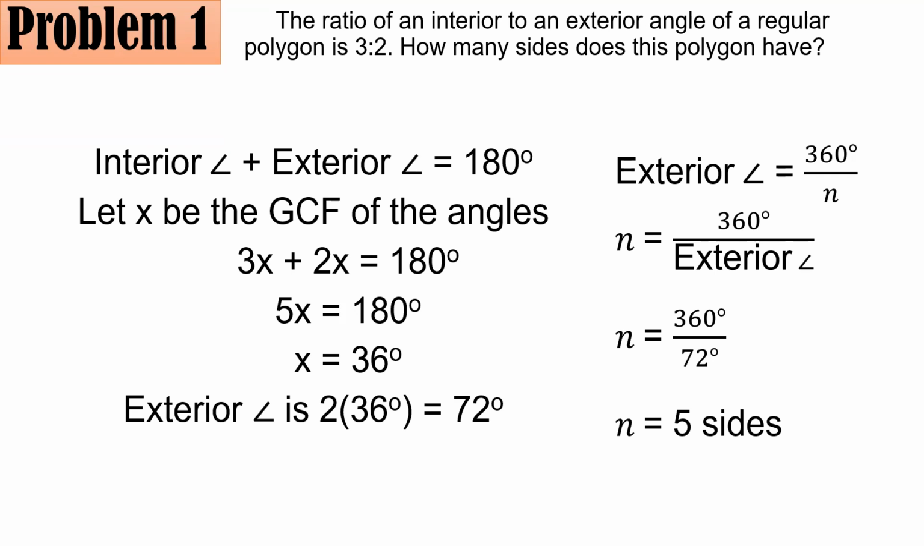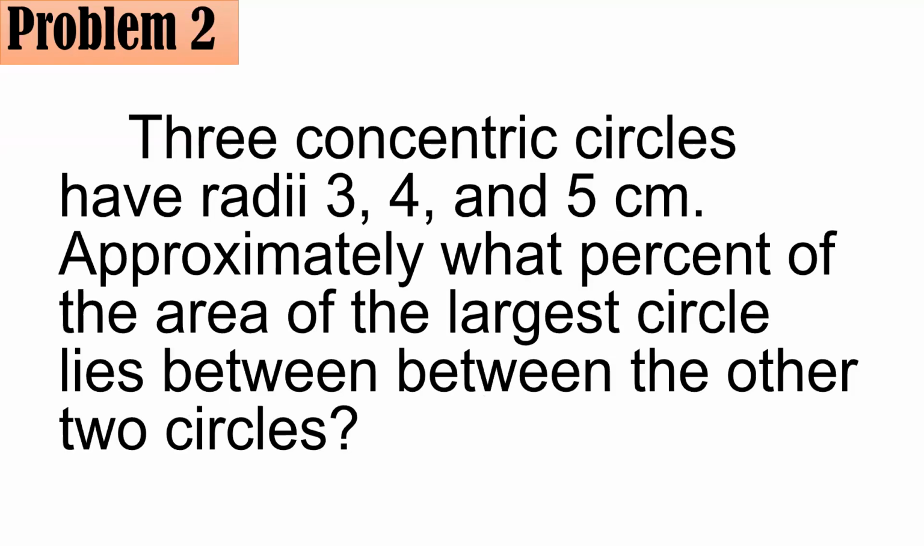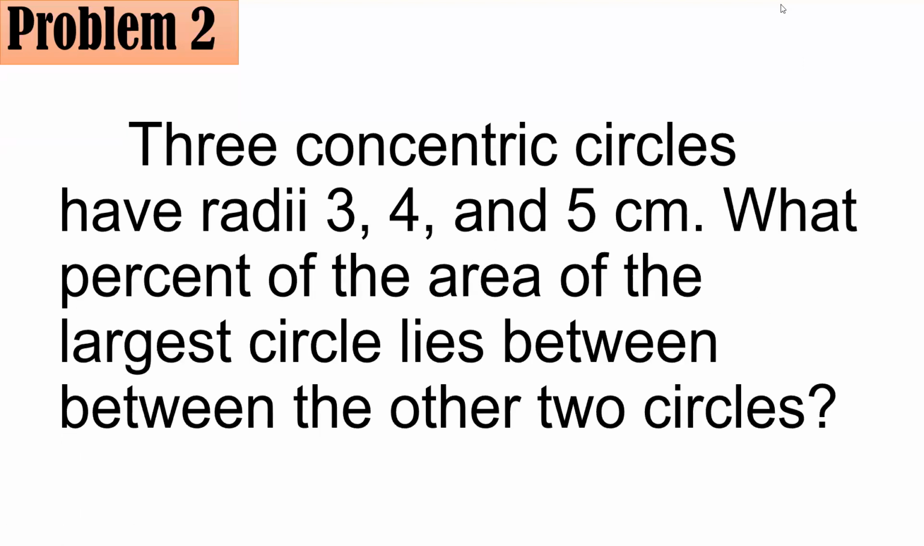Okay, we have one more. 3 concentric circles have radii of 3, 4, and 5 cm. What percent of the area of the largest circle lies between the other 2 circles? It's not approximately, it should be what percent pala. The answer here is a whole number, so let's remove the term approximately.